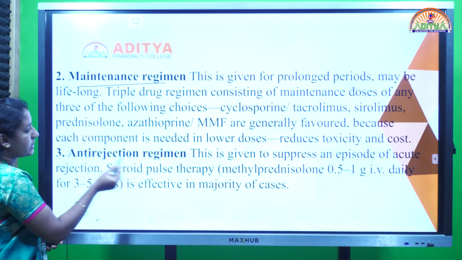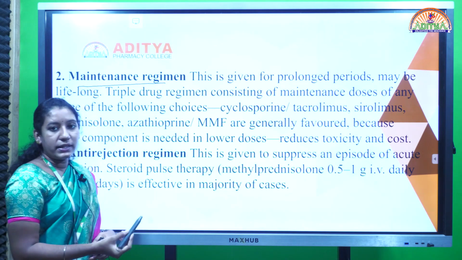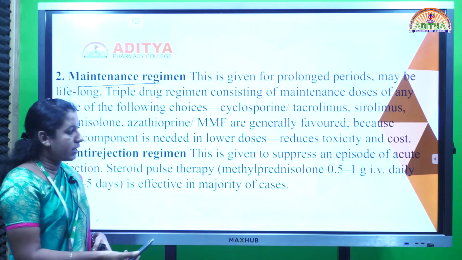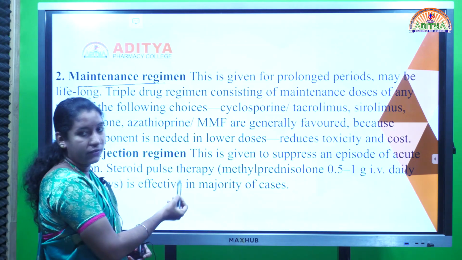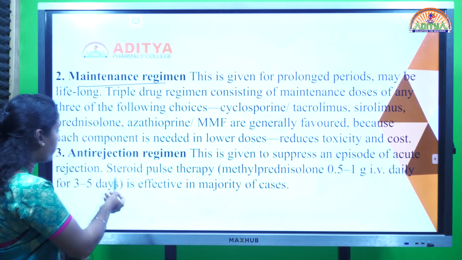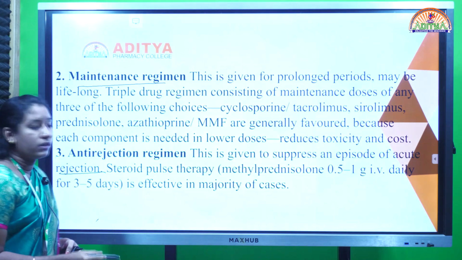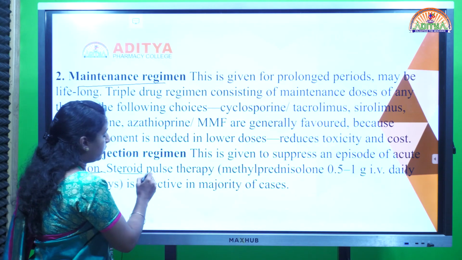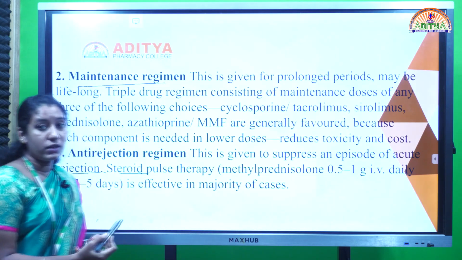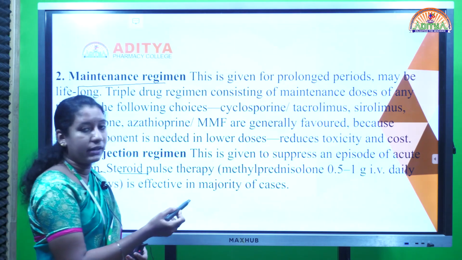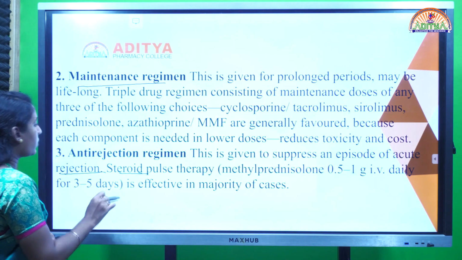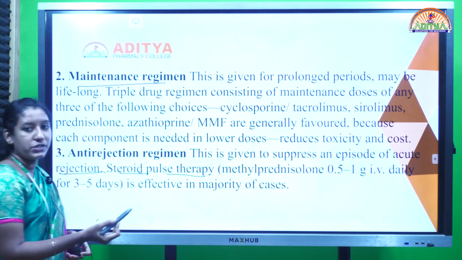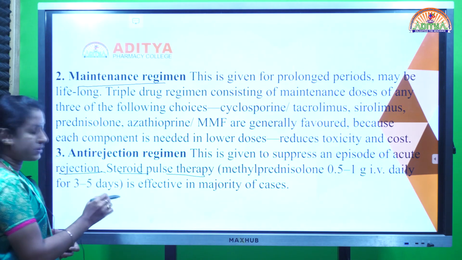Next one is the anti-rejection regimen. The anti-rejection regimen is given in the treatment of graft rejection problems, in order to suppress acute rejection problems. In this we use a steroid combination, that is methylprednisolone at a dose of 0.5 to 1 gram through IV daily. This steroidal therapy is employed in conditions of acute rejection.